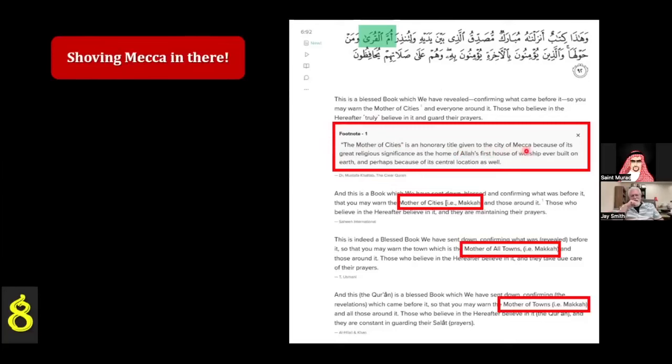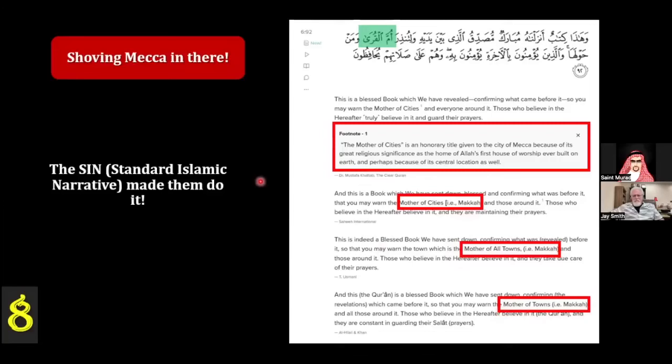I don't know how did he know this. And here Sahih International: "mother of cities, i.e. Mecca." This is not in the Arabic. And here Taqi Osmani is saying "mother of all towns, i.e. Mecca." Hilali and Khan: "mother of towns, i.e. Mecca." Where did they get this? The sin made them do it. The standard Islamic narrative made them do it.